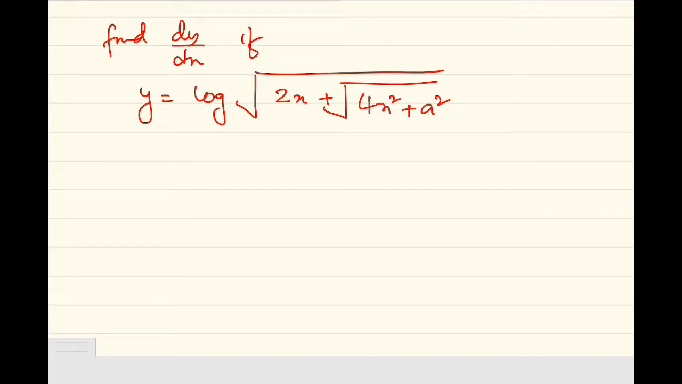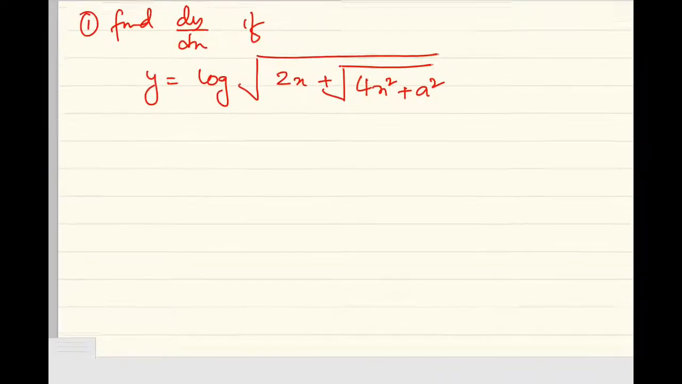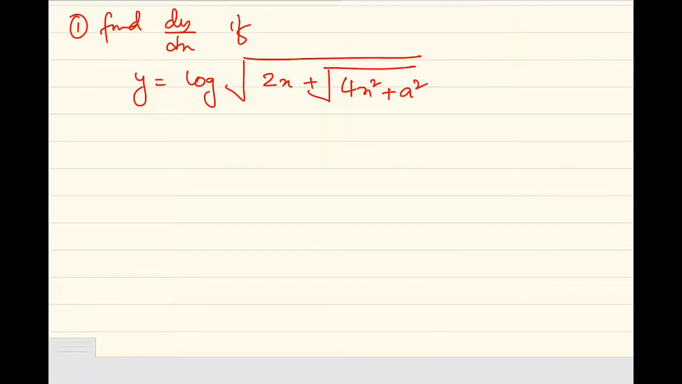Today I'm going to solve a few mixed and miscellaneous problems. It can be from any of the topics that we have done earlier. The first one we have is: find dy/dx if y equals log of root of 2x plus root of 4x squared plus a squared. So how would you do it?